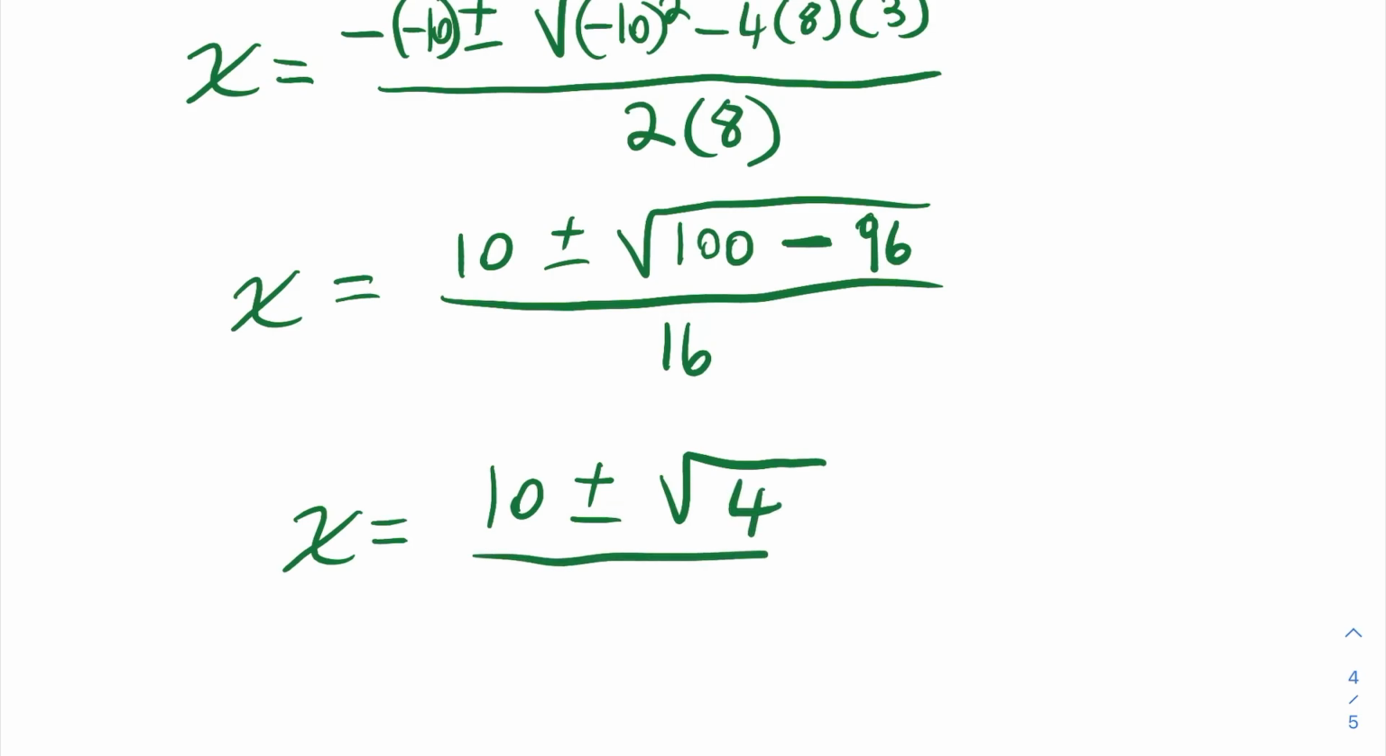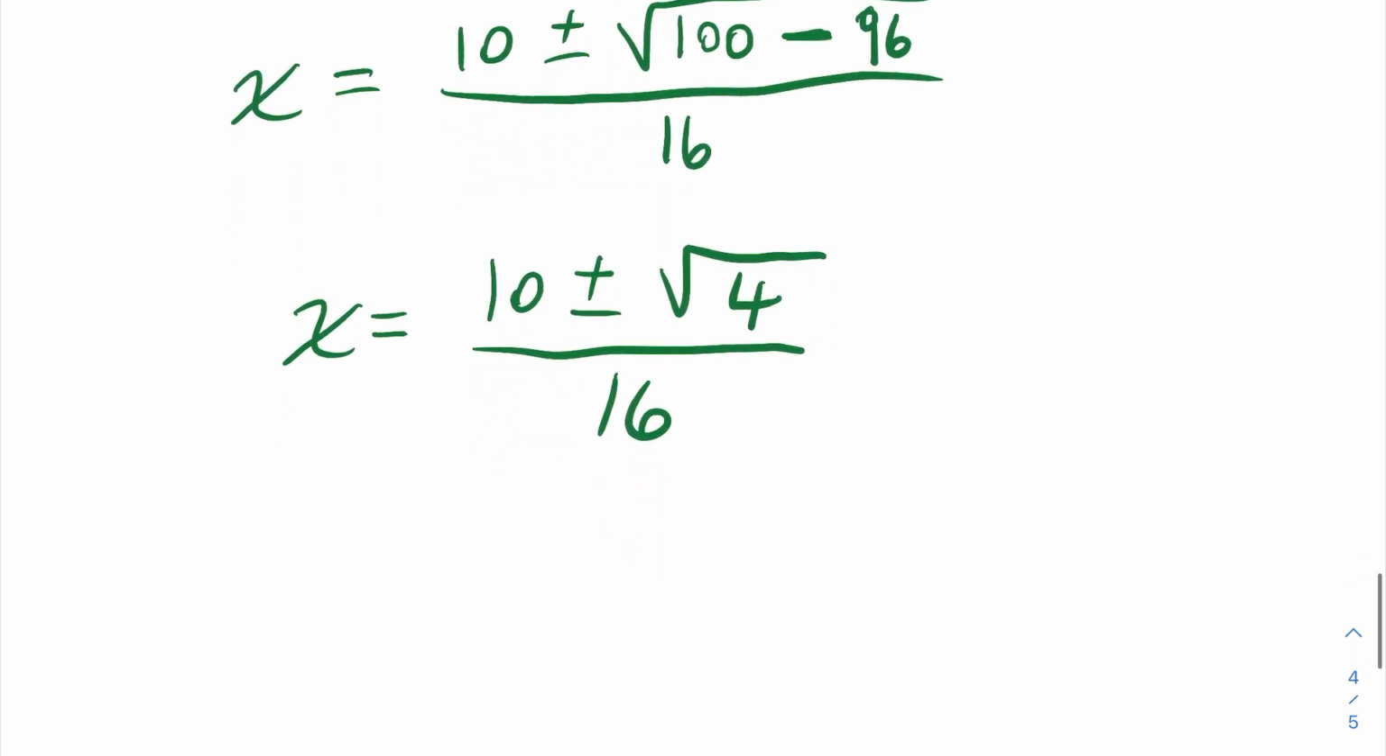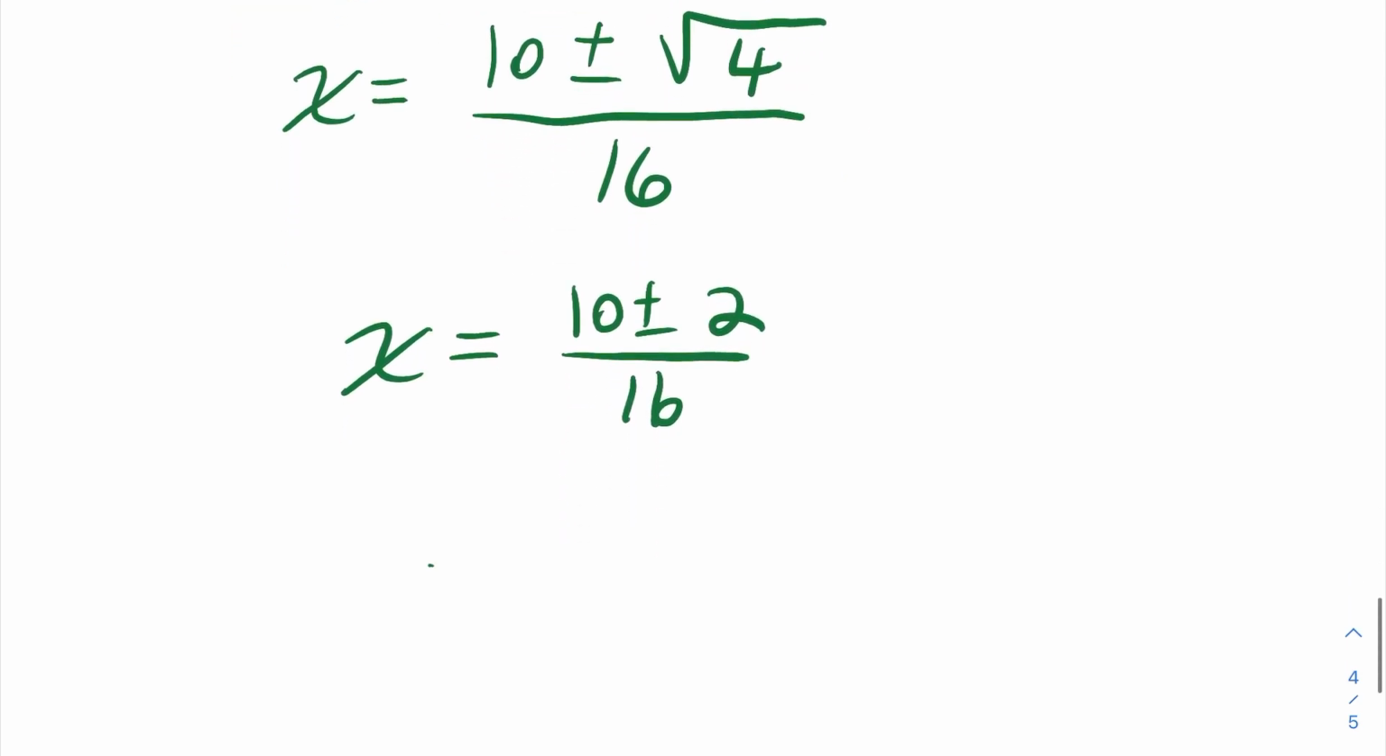4 is a perfect square, which means that the solutions here are going to be rational numbers. I could have factored this. I didn't have to use the quadratic formula. So anytime you get a perfect square for the discriminant, that means the problem was factorable. The square root of 4 is 2, all over 16. So I get actually two rational number answers.